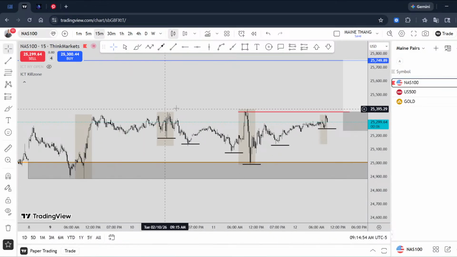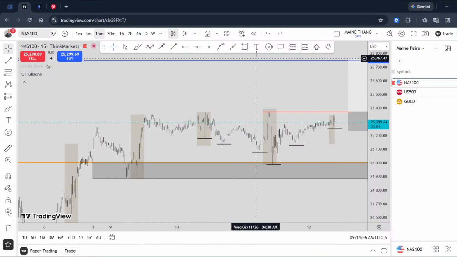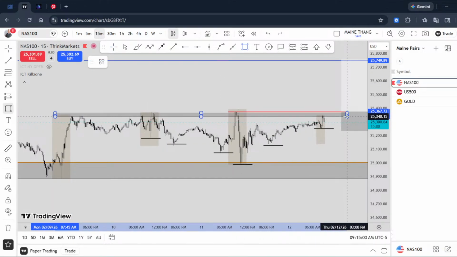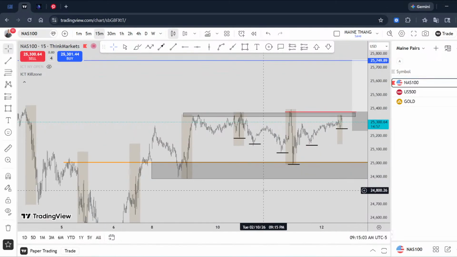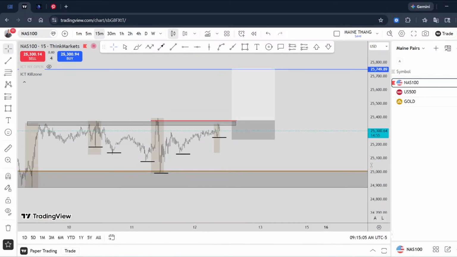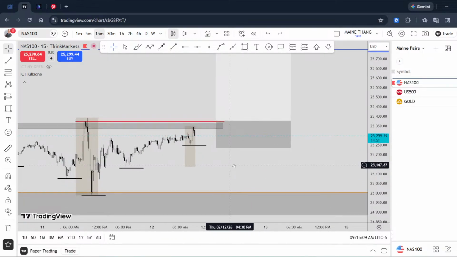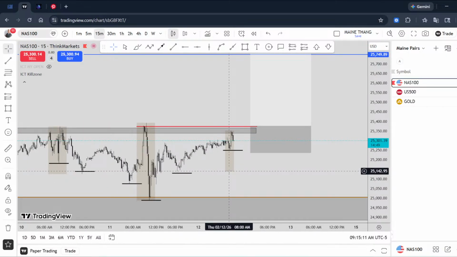But we definitely have some resistance up here, y'all. Definitely has some resistance. We definitely want to see a break.